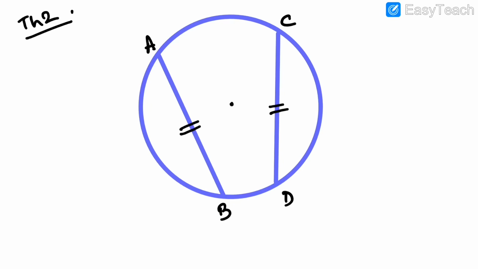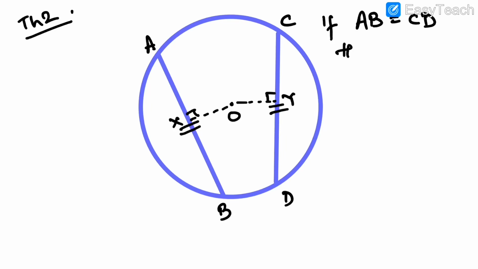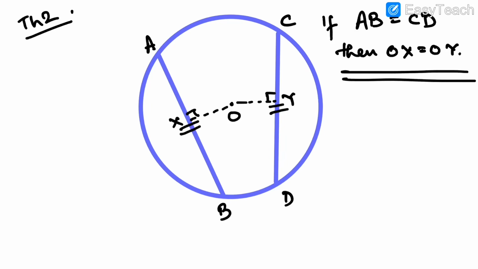If you give this sign, this very sign, it means that these two lines are equal. So if two chords are equal, if AB equals CD, then two lines drawn, its distance from the center will also be equal. Then OX equals OY. This is the theorem. Okay, how to prove it?